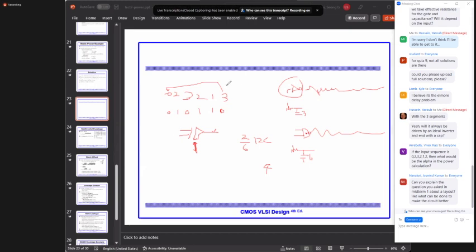Thank you. There's also another question in the chat. If the input sequence is 0, 2, 3, 2, 1, 2, then what would be the alpha and the power calculation? I believe this is for the XOR gate that we just did. We just did that right here, and that's your alpha right there. Okay.